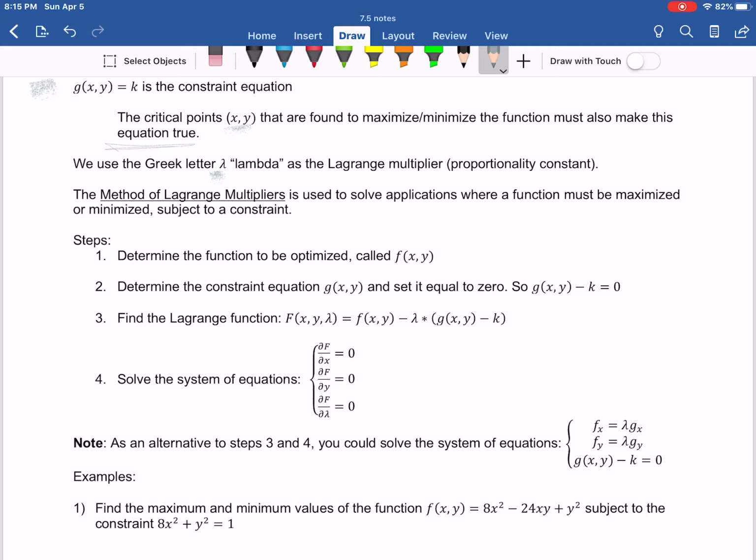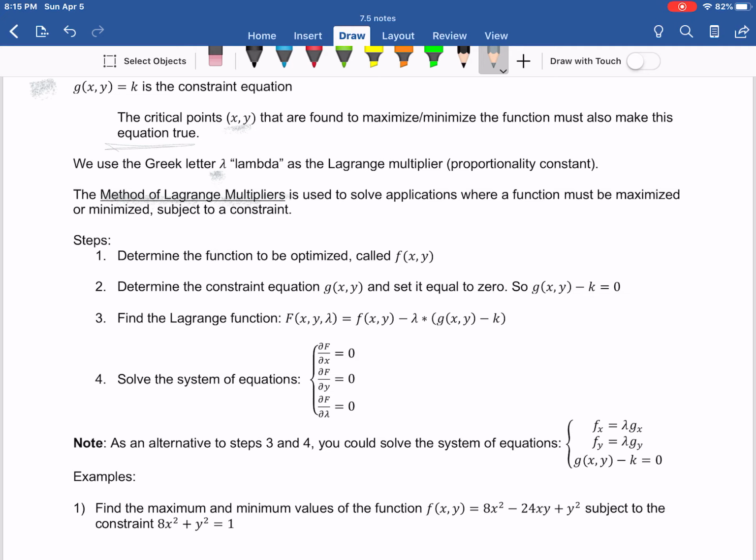The method of Lagrange multipliers, like I said, was developed to solve applications where a function is maximized or minimized subject to a constraint, right? We only have fixed resources, maybe labor hours, maybe money that we can spend, maybe materials that we have available. So that's our constraint function.